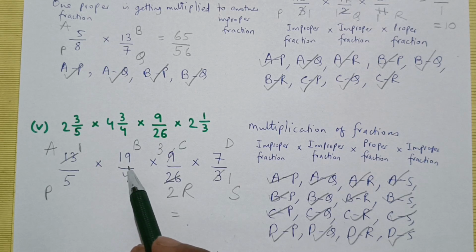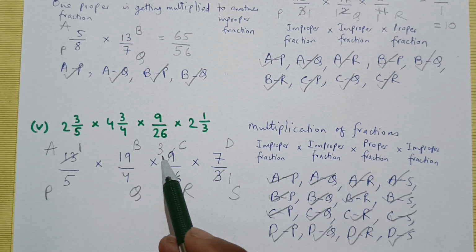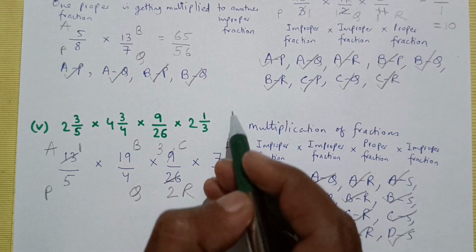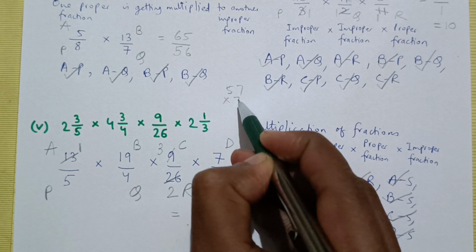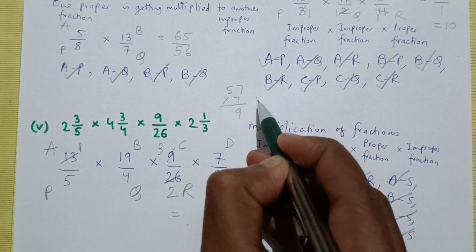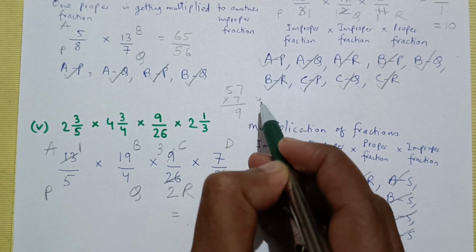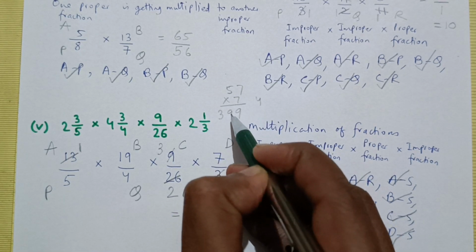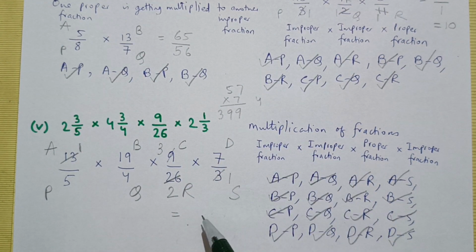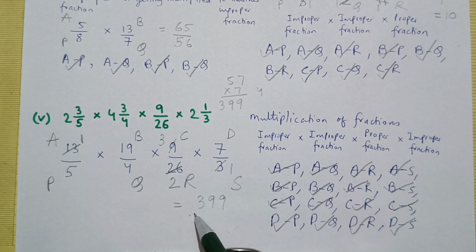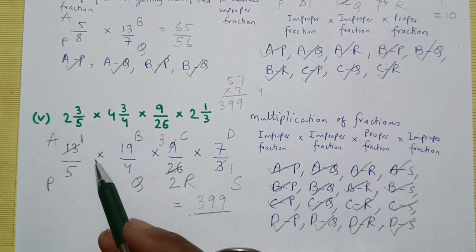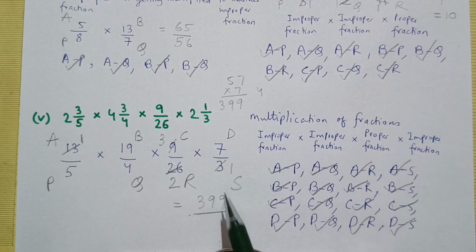So 1 into 19 is 19. 19 into 3 is 57. 57 into 7, let me do it over here. 7 7s are 49, carry forward 4, 7 5s are 35, 35 plus 4 is 39, so 399. So when I multiply the numerators I get the numerator as 399. So this is the numerator answer.